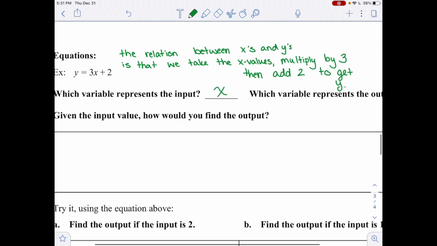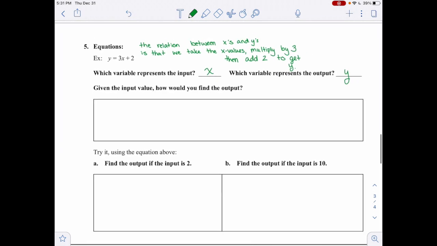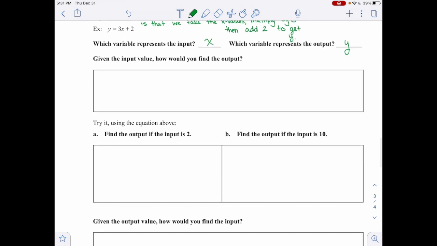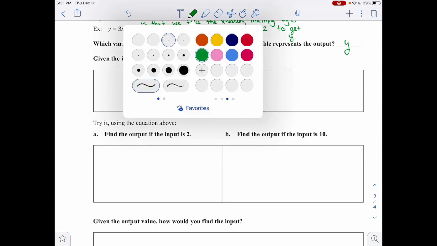So that's the relationship between x and y, right? Y is x multiplied by 3 and then increased by 2. Sometimes they're going to give you an input value and ask you to find the output value, and this is something that we've done before. So given the input, how do you find the output? We just use substitution, right?